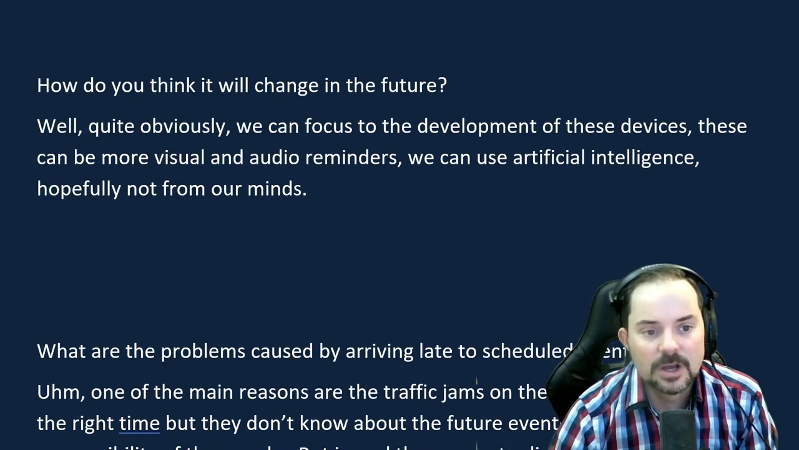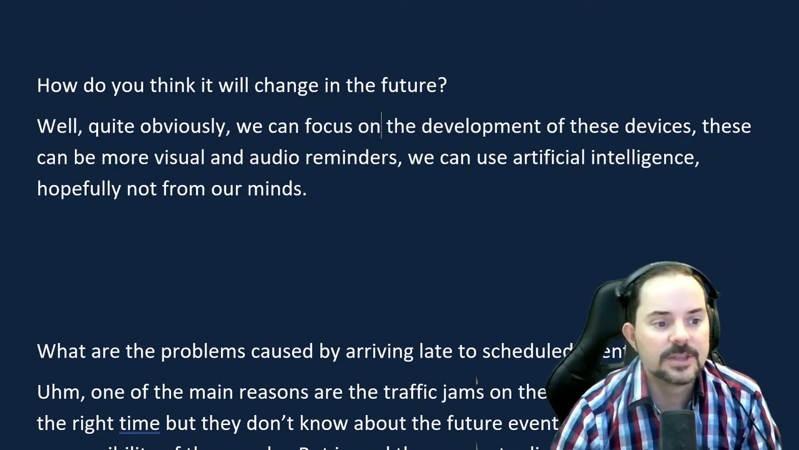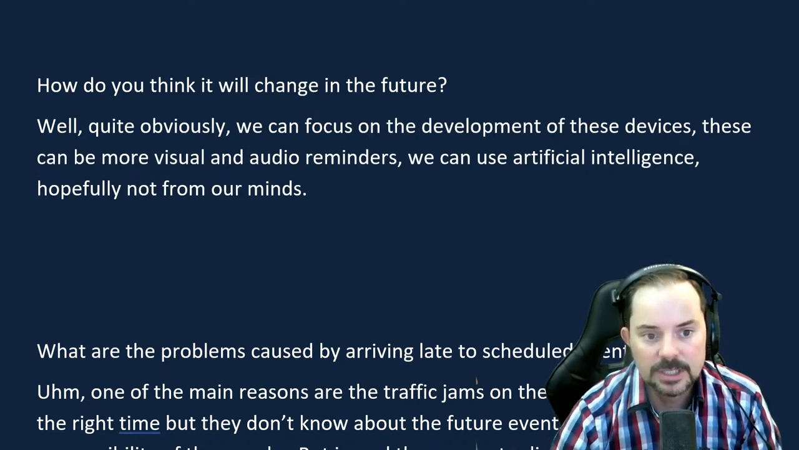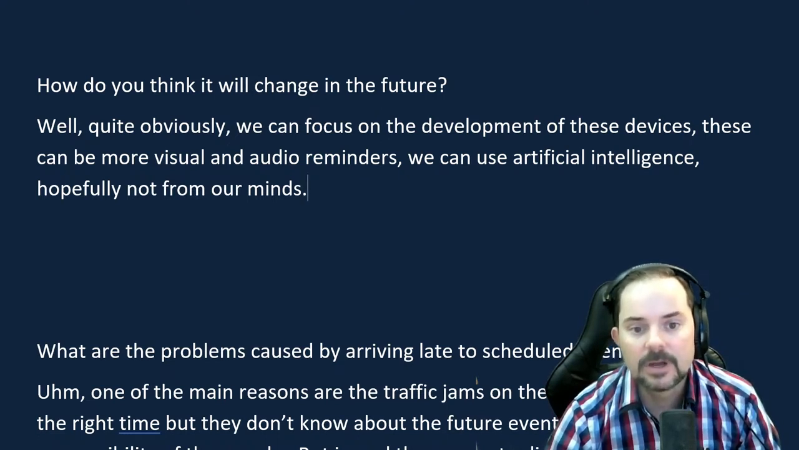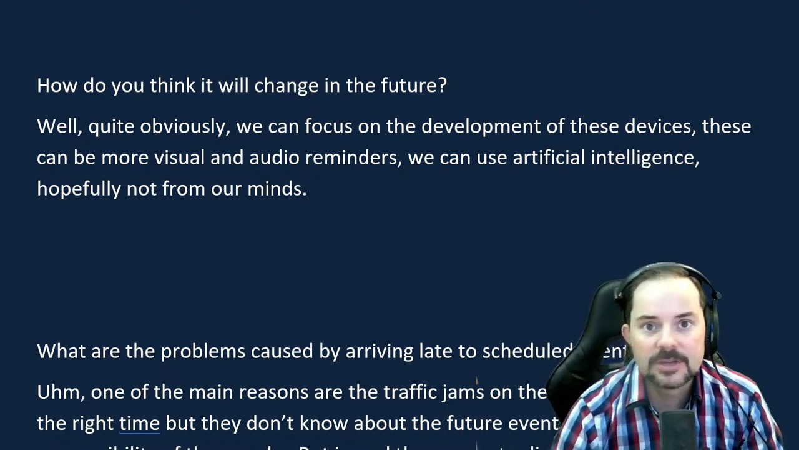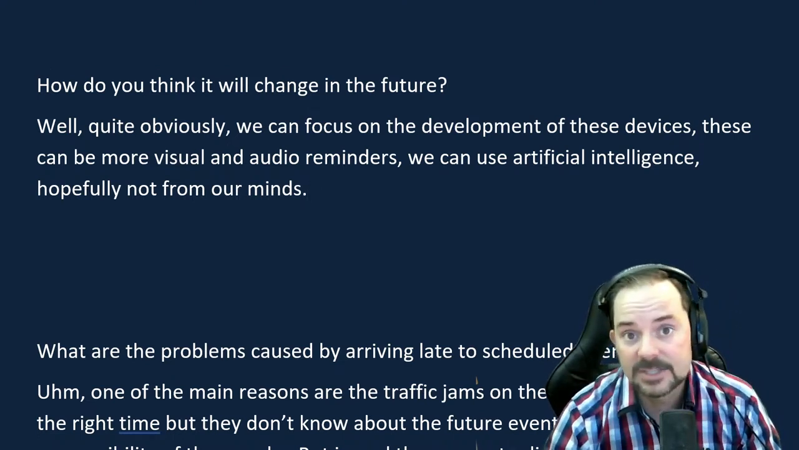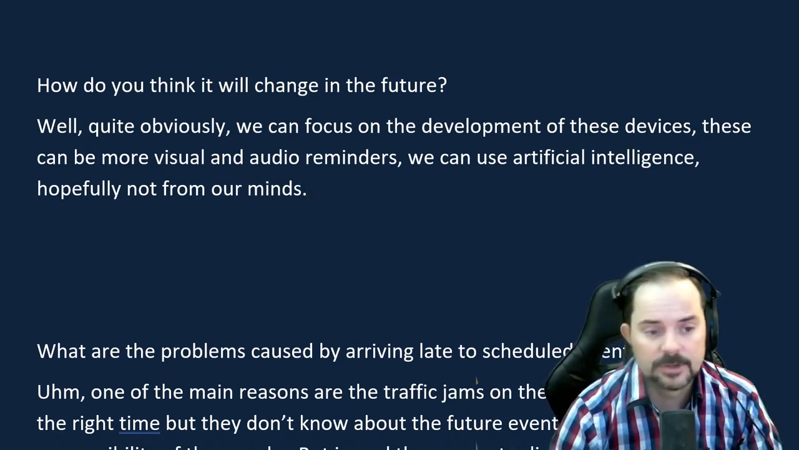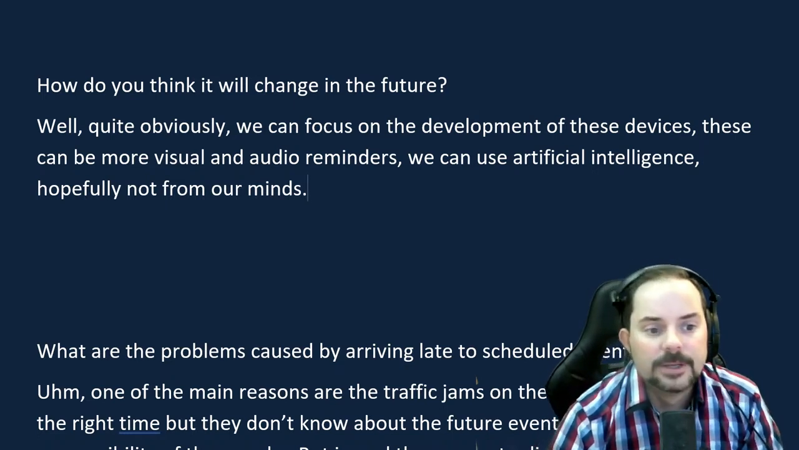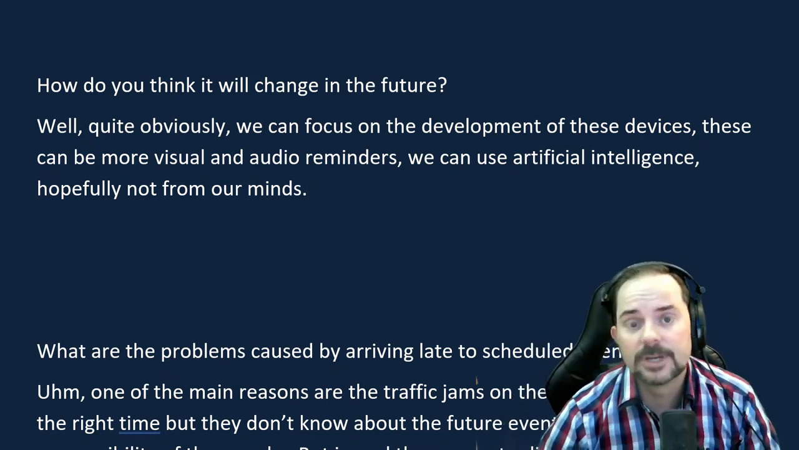You said we can focus to the development. It's on the development. On the development of these devices. They can be more visual and audio reminders. We can use artificial intelligence, hopefully not from our minds. Yes, that was very clever. Artificial intelligence that understands our behaviors, our responsibilities, and can schedule our tasks before we even think about them, right? Like telling us when to go shopping for food that already exists. Have some walking to get 10,000 steps per day. Exactly. That's a beautiful example there, Alexander.